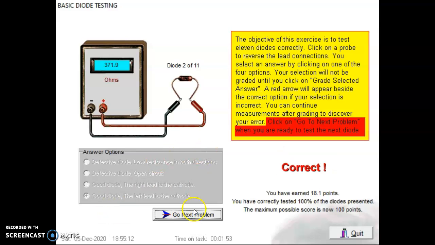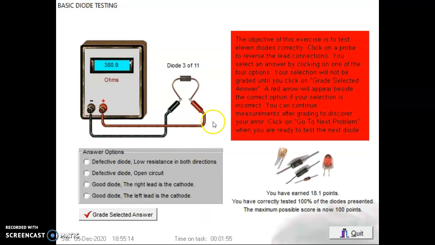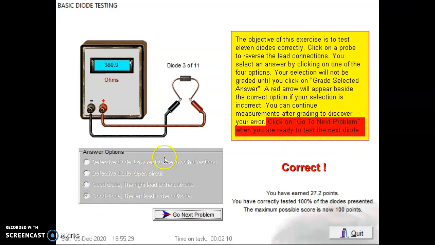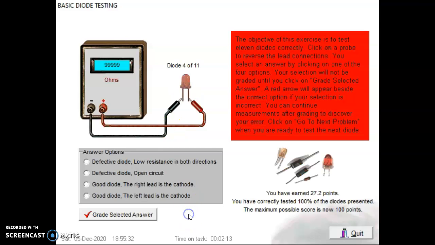And let's look at our next problem here. In this situation, we get an identical reading. I don't have to do anything here because I have a normal reading here. So again, this is a good diode, and the left lead is the cathode. And we'll do another one.